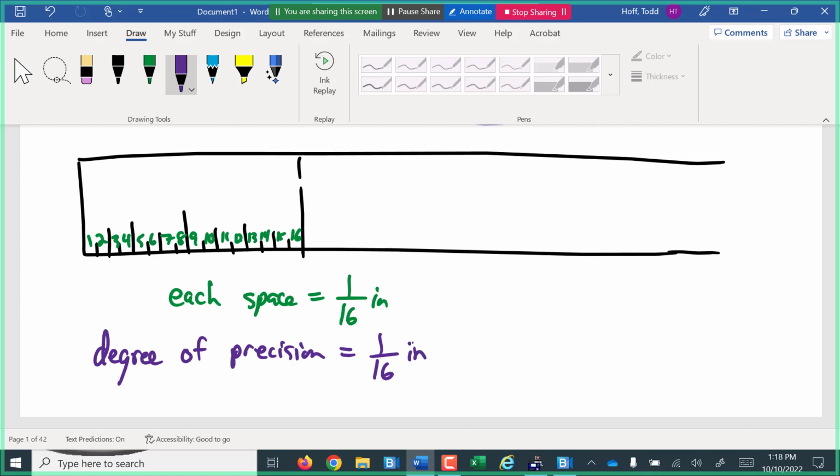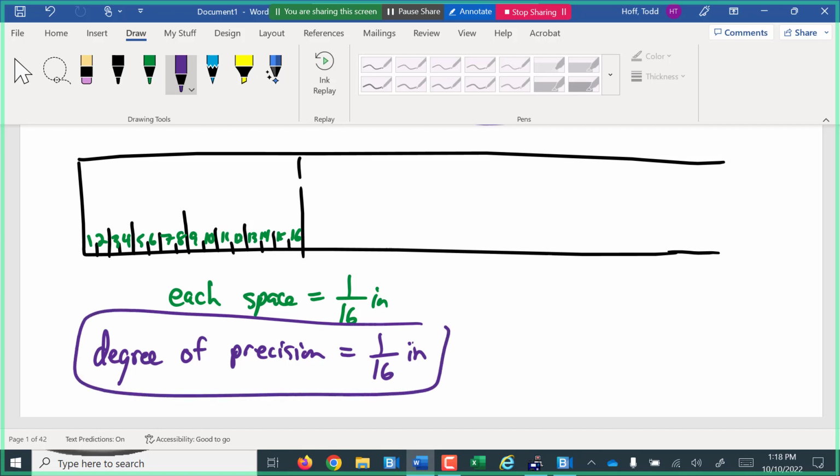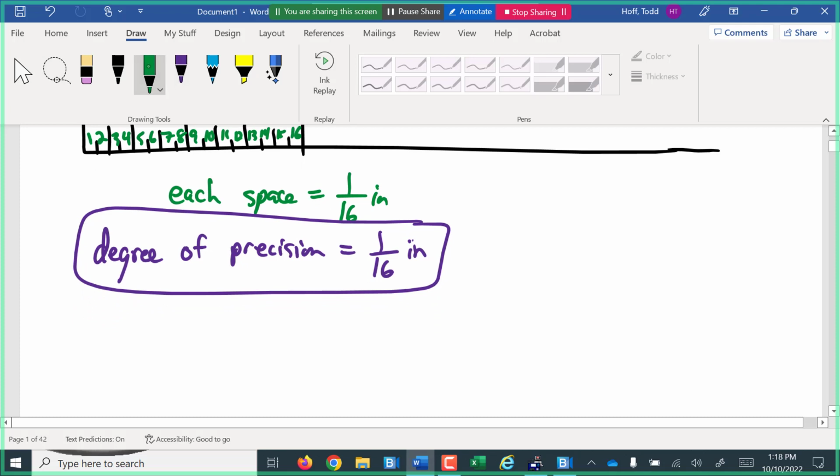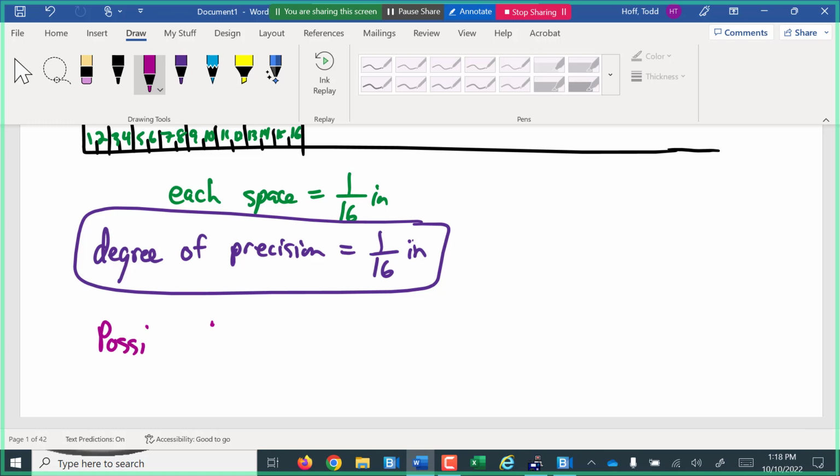Now, are your tape measures capable of measuring smaller than a 16th, or do they only go down to the 16th of an inch? They just go to a 16th. So the degree of precision on your tape measures is a 16th of an inch. So that means everything you measure has a possible error. How do we find the possible error in your measurements, given that you're going to a degree of precision of a 16th of an inch?